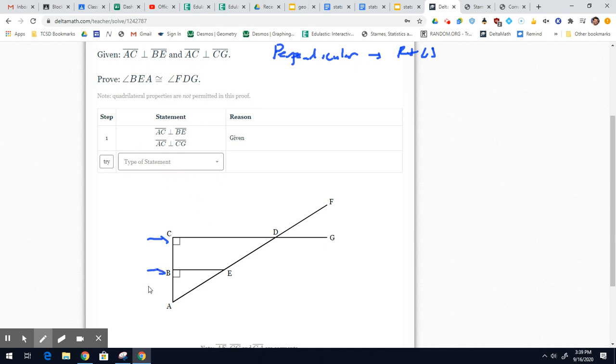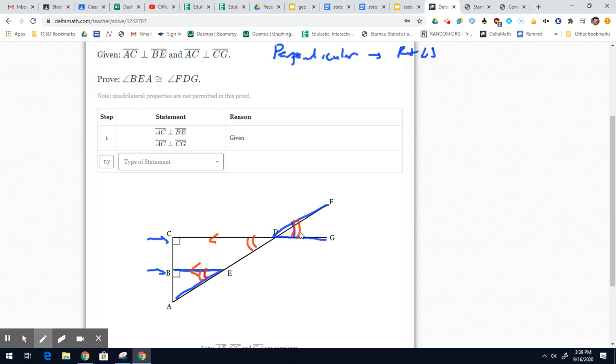We want to prove that angle BEA and FDG are congruent. Well, we kind of did a proof like this before. So I think that I have a third angle involved that I need to worry about right here, right? This angle and angle FDG will be congruent. And if I can show that these two lines are parallel, then these two angles, the angle BEA and the angle CDE, will also be congruent.